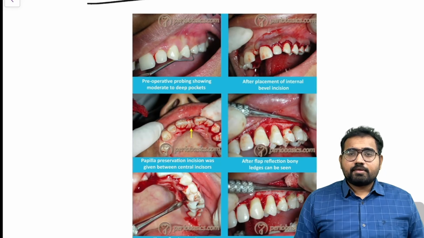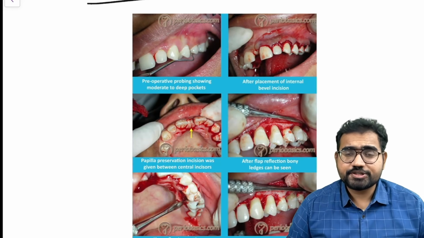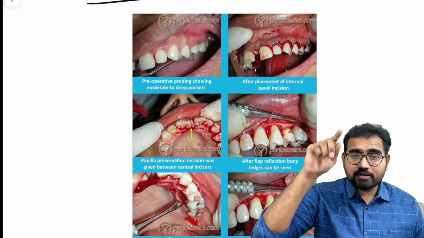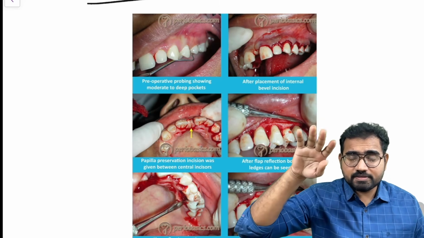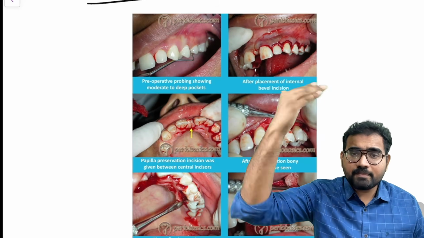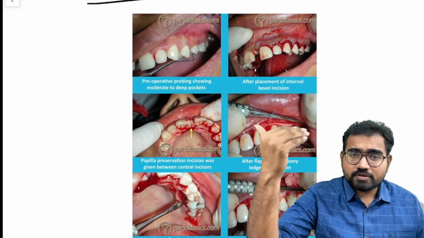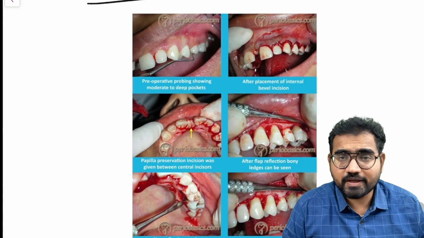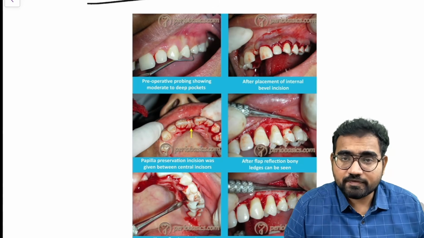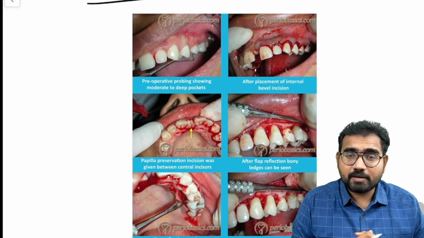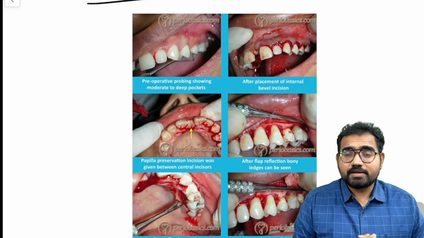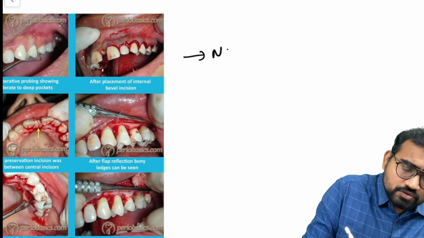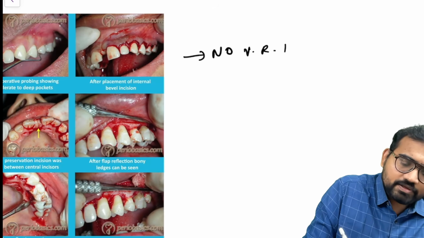I'll tell you what the modifications are apart from the original Widman. In the original Widman, again, there is a vertical releasing incision, internal bevel, sulcular or crevicular incision, raising a full thickness mucoperiosteal flap, removing the granulation tissue, reducing the crestal bone, and suturing apically at the level of the crest of the alveolar bone, so that it becomes a displaced flap. Now the modified Widman flap, given by Ramfjord and Nissle in 1974, is very simple. Here there are no vertical releasing incisions.